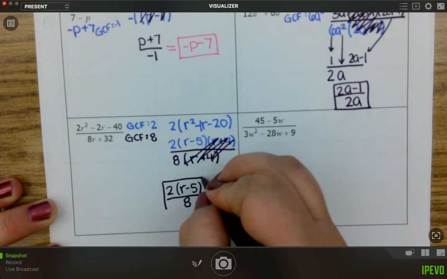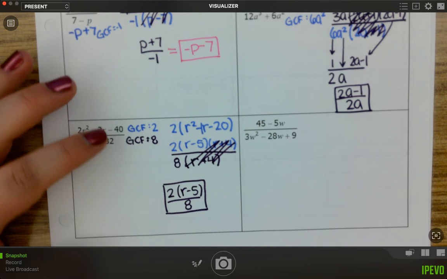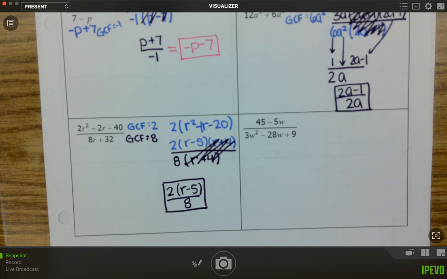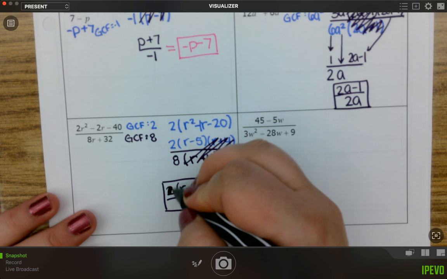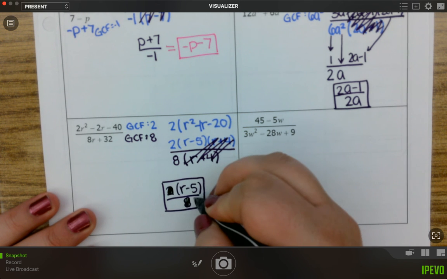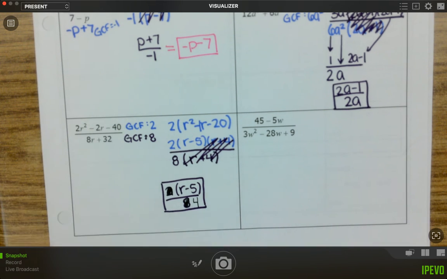And no, I do not want you to multiply that together because you want to leave it in factored form whenever possible. One quick thing, if you see it, you can do it. You can actually divide 2 and 8 to make a fourth. So that goes away and this becomes 4. That is another version of the same answer.